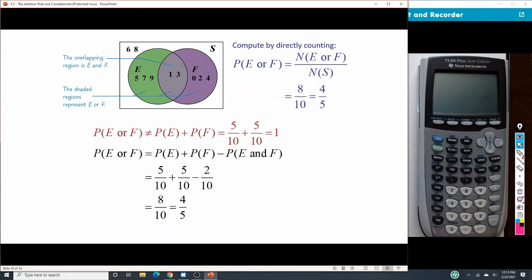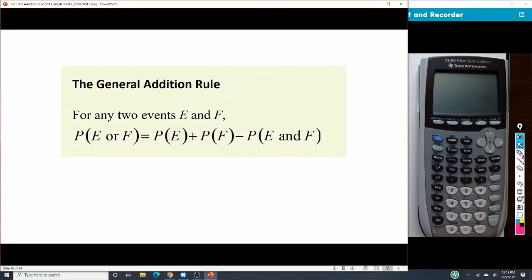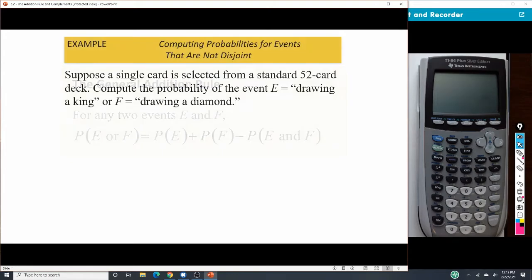Okay, and so there were 5 things in the E circle, there were 5 things in the F circle, and there were 2 things that overlapped, so we needed to subtract that off to get our 8 out of 10 for those pieces. Okay, and so that is going to be our addition rule for those. Now we could actually use this all the time because if they don't overlap, the P of E and F would be 0, and so we would subtract off 0 for those pieces, and that's what makes it disjoint on those. But if it's not disjoint, we have to subtract off that piece.